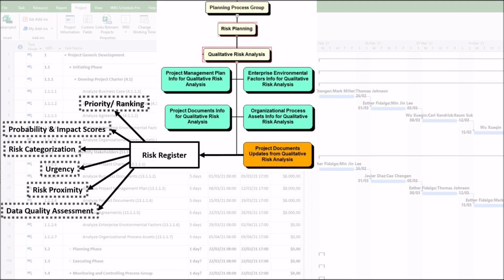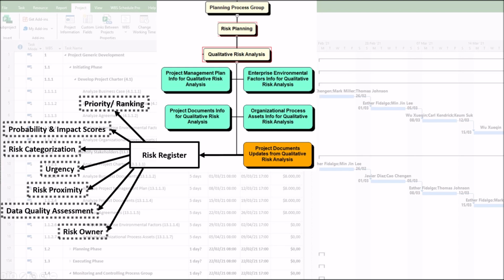The sixth component is data quality assessment. It is a judgment on the accuracy and reliability of the risk data, such as high, medium, or low. It is based on trust. A high risk based on low-quality data is a red flag. It tells you to first investigate the risk, not respond to it.